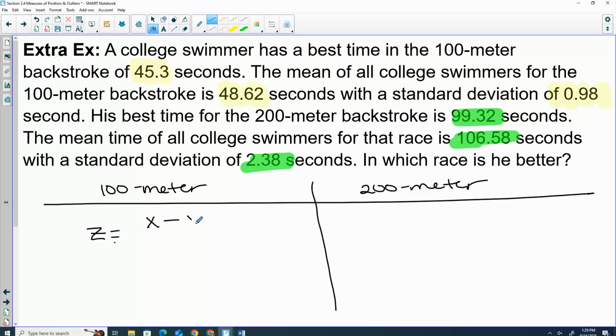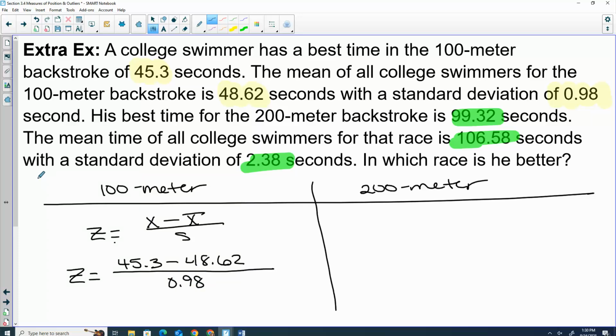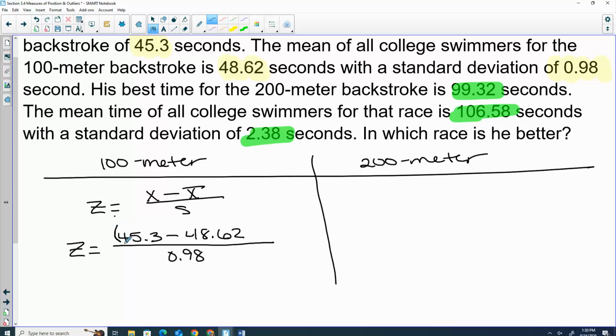So that's the value minus the mean divided by standard deviation. So, in the 100 meter, what was his time? 44.3 minus, what is the mean of the 100 meter? 48. Divided by the standard deviation of that group. Okay. One problem I've noticed, people plugging this in, make sure, especially if you're using this graphing calculator, you have to put the top in parentheses.